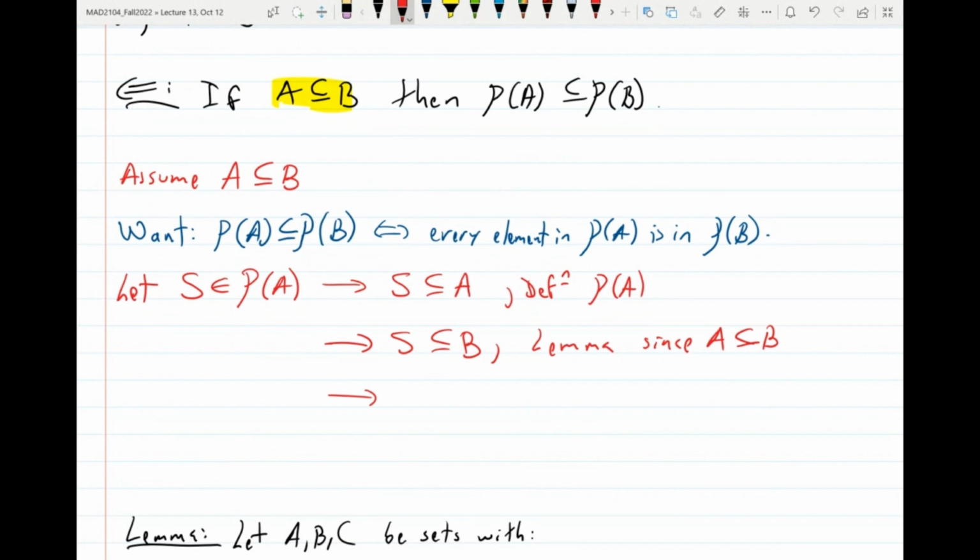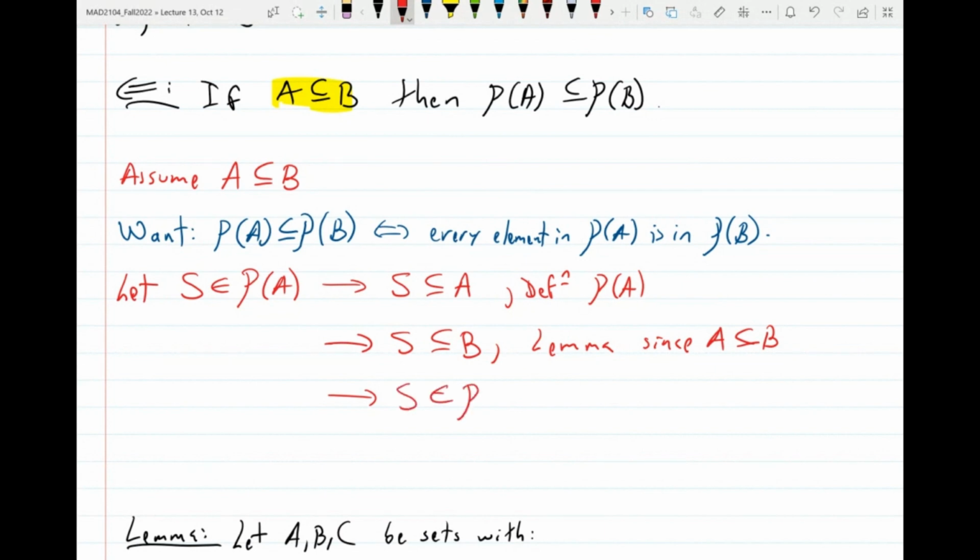Remember what you wanted? You want this. So you started with this. What do you want to end up with? S is an element where? The power set of B. Do we have enough evidence to say that? Yes, we do. S is a subset, so it's an element in the power set.